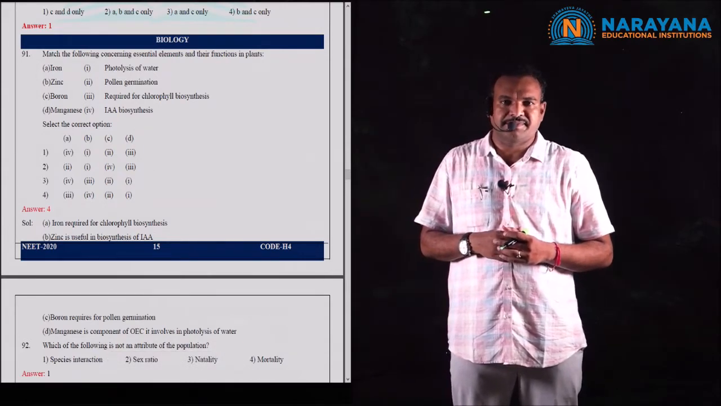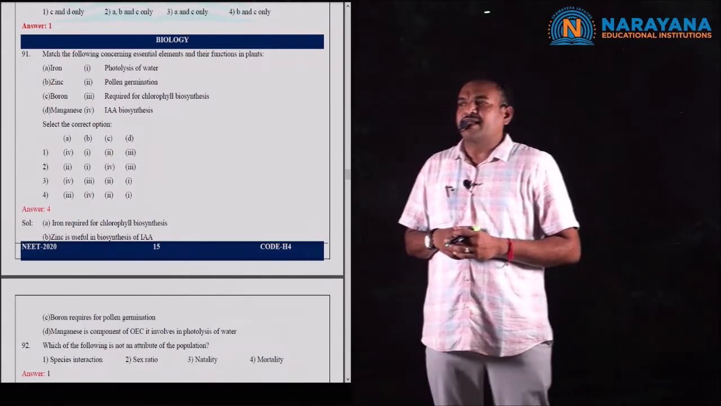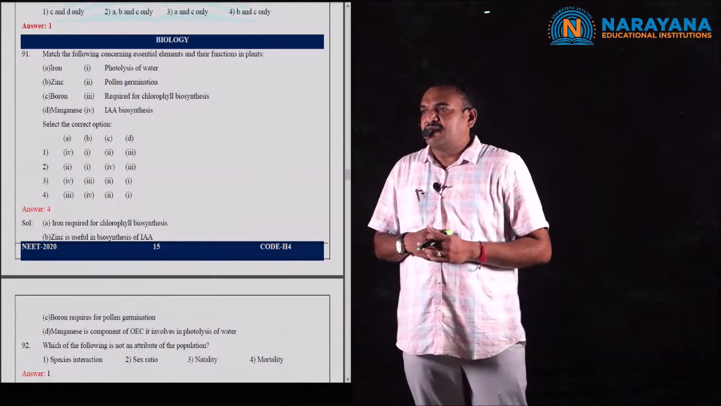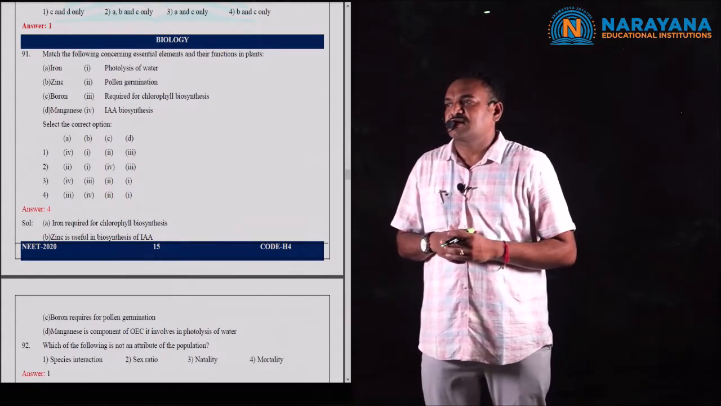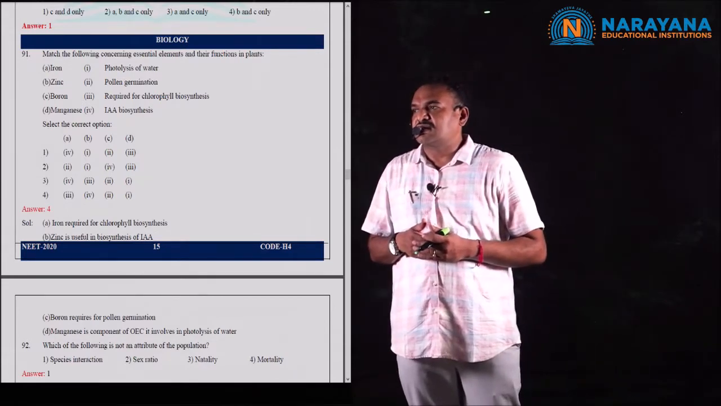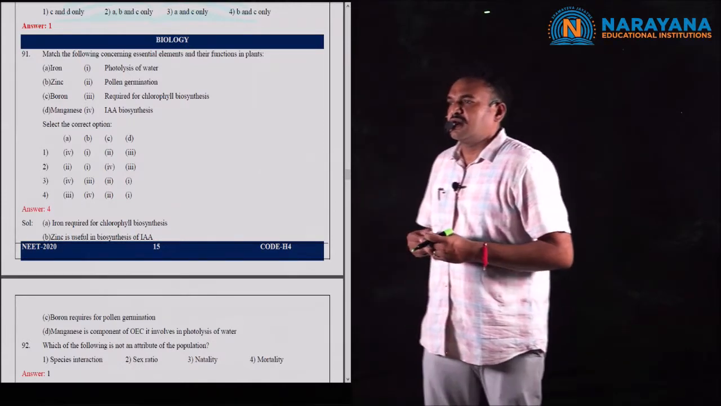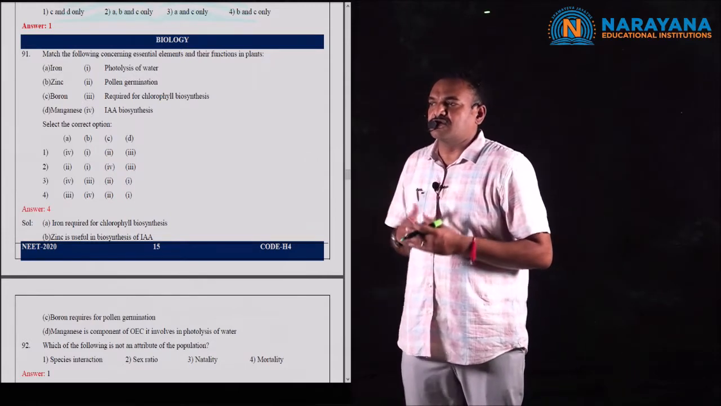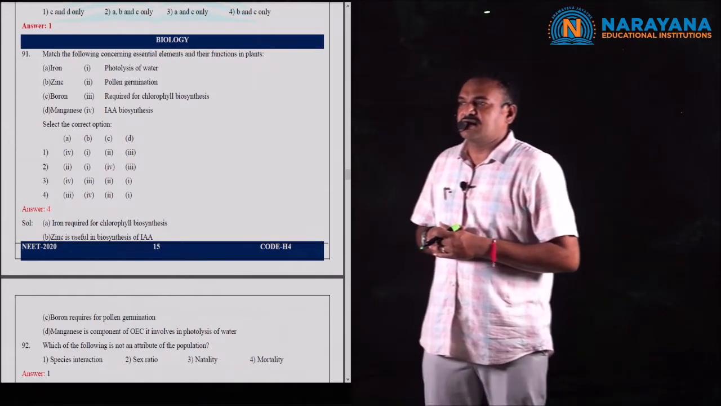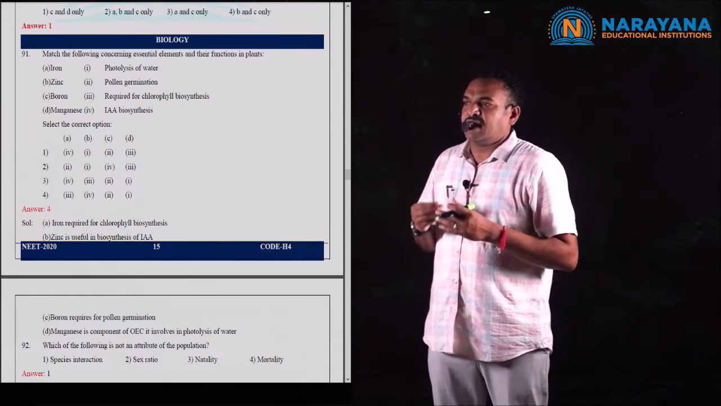NEET 2020, question number 91. Which of the following concerning essential elements and their functions in plants? Column 1: A, iron; B, zinc; C, boron; and D, manganese. Column 2: Roman 1, photolysis of water; Roman 2, pollen germination; Roman 3, required for chlorophyll biosynthesis; Roman 4, IAA biosynthesis.